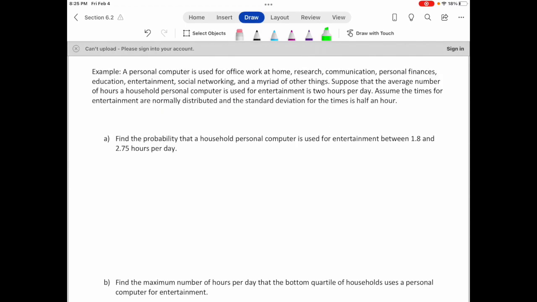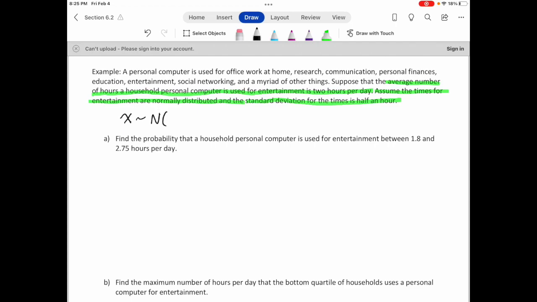Okay, in this next example, we have a personal computer is used for office work, at home research, communication, and it goes on to list a whole bunch of things that it's used for. And then it says, suppose that the average number of hours that the personal computer is used for entertainment is 2 hours a day. It also says, assume that the times for entertainment are normally distributed and the standard deviation is half an hour.